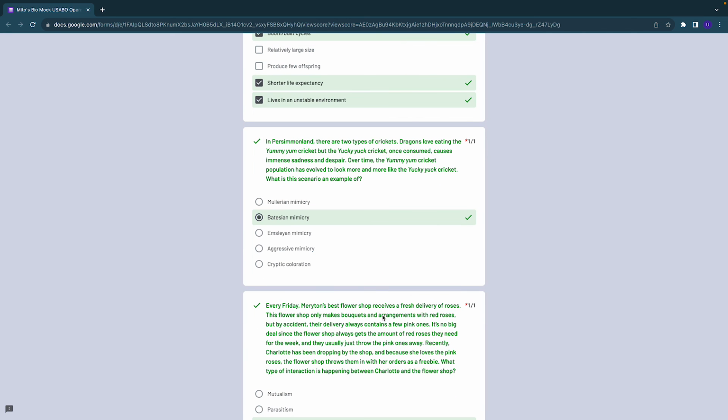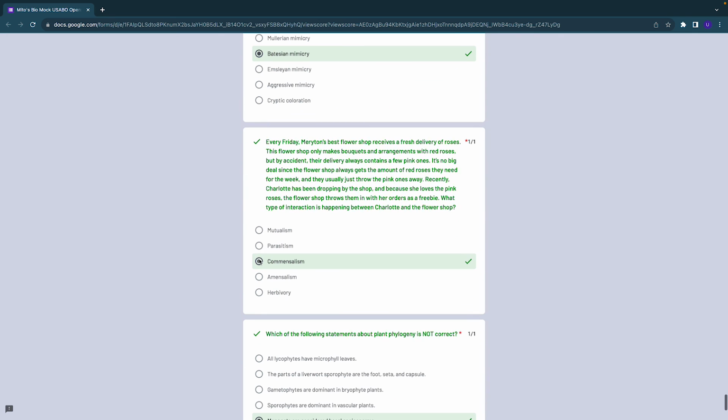Okay, so for this one, we're just looking at what type of mimicry is being described, and it's Batesian. Basically, a harmless animal mimics a harmful animal to make itself look less desirable as food. And that is an example of Batesian mimicry. Mullerian is when poisonous animals look like each other, and that helps reinforce that idea. Emsleyan is when a more poisonous animal tries to look like a less poisonous one. Aggressive has to do with predation. Cryptic coloration is just camouflage.